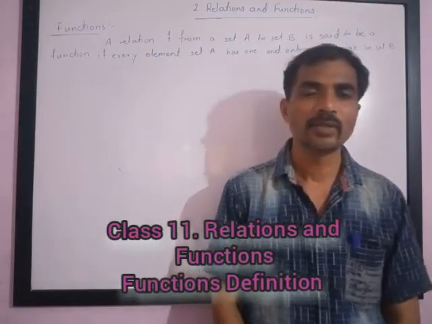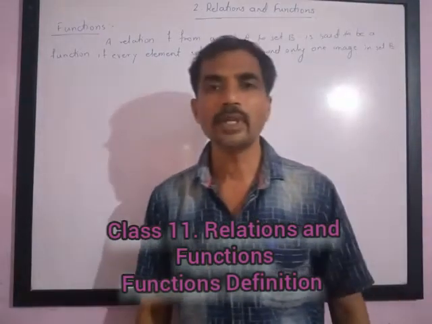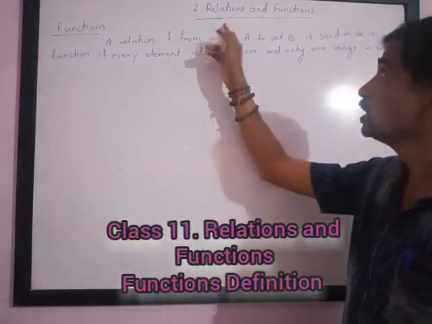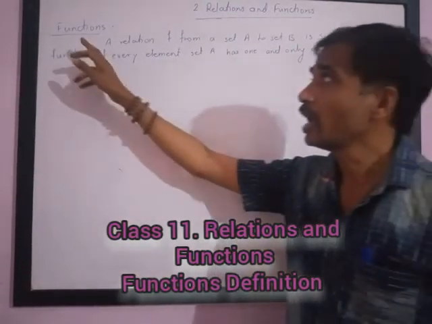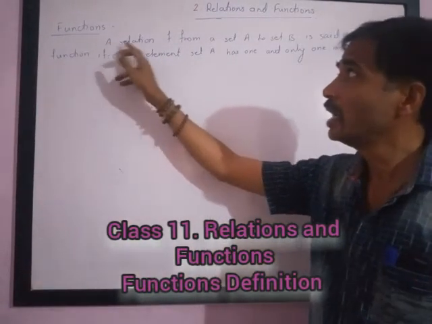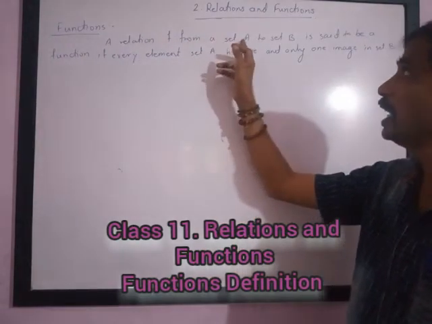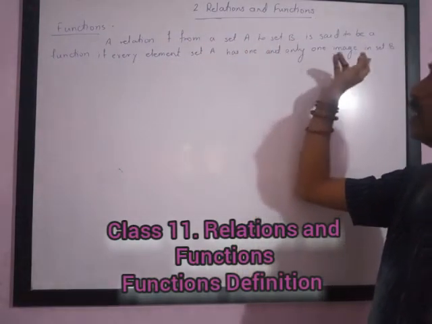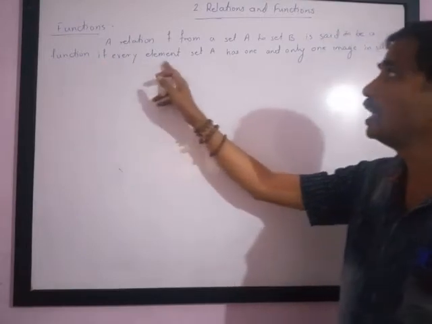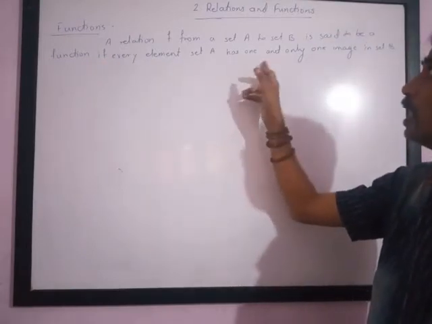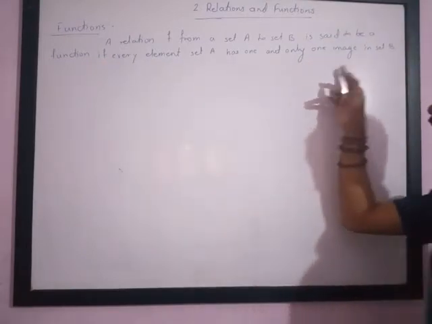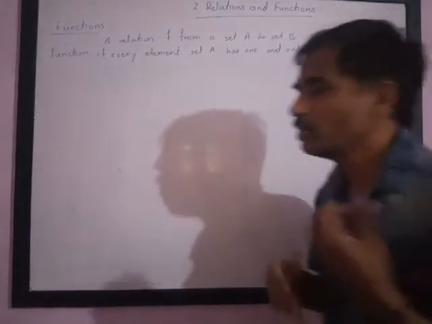Dear students, we are studying the second chapter from 11th standard, Relations and Functions. And the definition is: a relation f from a set A to set B is said to be a function if every element of set A has one and only one image in set B. What does this mean? Understand.